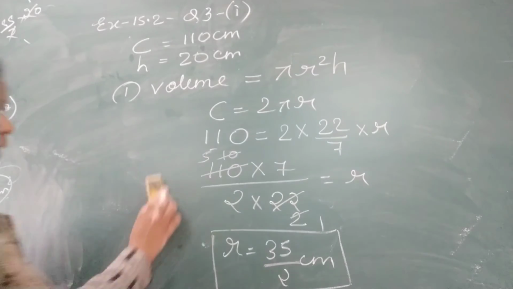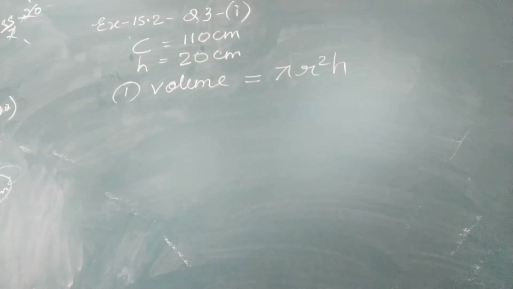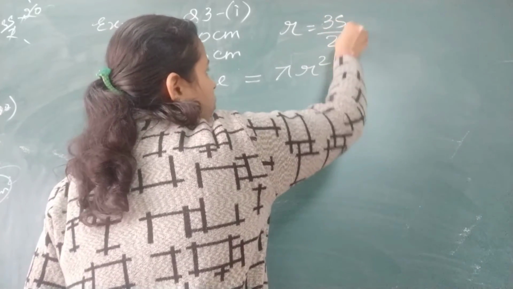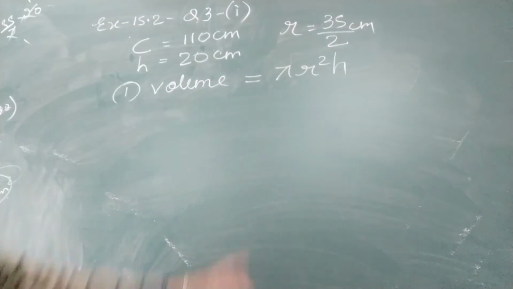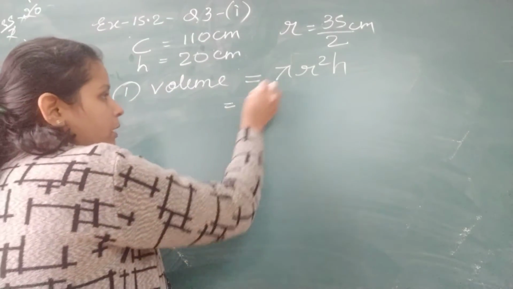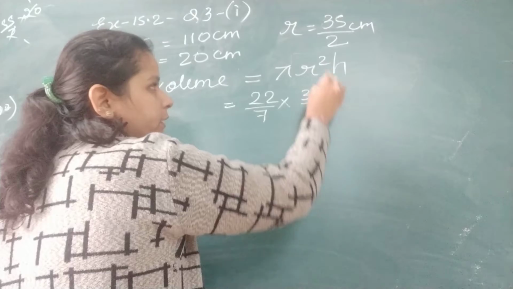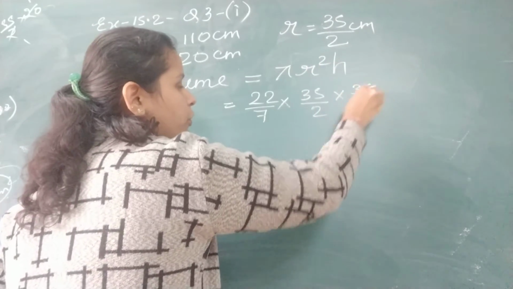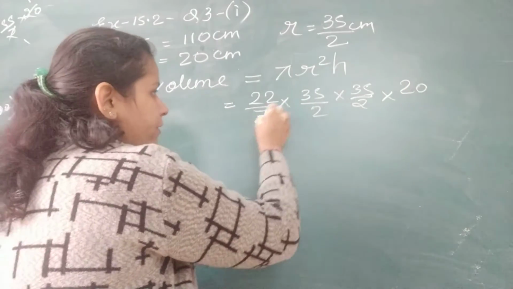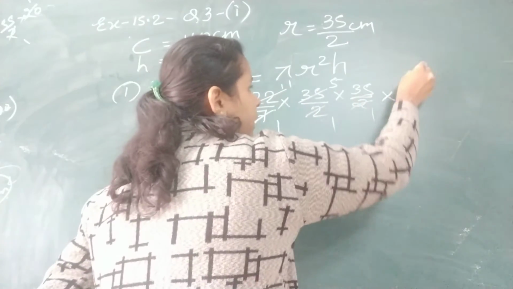Okay, now we proceed towards the volume of the cylinder. So volume of cylinder, we can write here: radius is equal to 35 upon 2 centimeters. This is the value which we have found with the help of the circumference. Now volume is pi, 22 by 7, radius is 35 upon 2, since it is squared, so 35 upon 2 square, and the height is 20. Okay. Now I will solve it. 7 ones are, 7 fives are, 2 ones are, 2 elevens are, 2 ones are and 2 tens are.